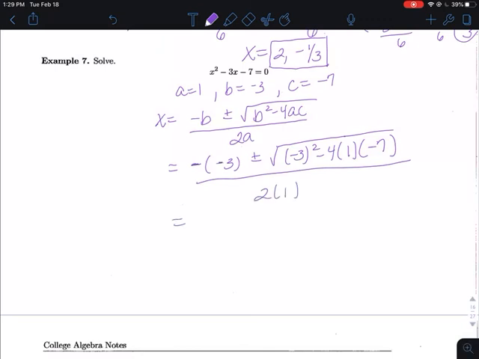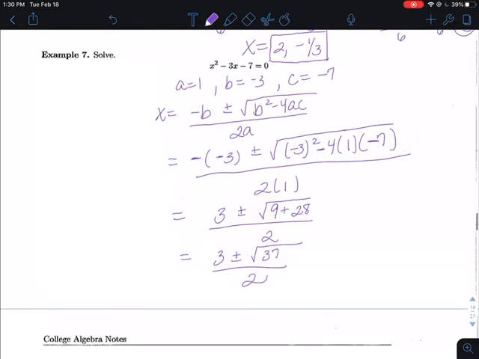So opposite of -3 is +3 plus or minus the square root. -3 squared is 9. This negative and that negative becomes a plus. 4 times 1 is 4, times 7 is 28, all over 2. And actually, yeah, so 9 plus 28. So this is 3 plus or minus the square root of 37, all over 2.